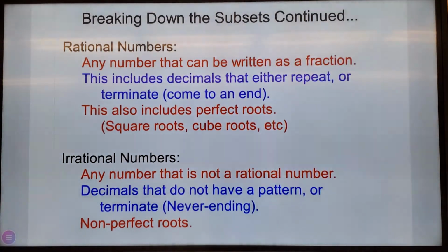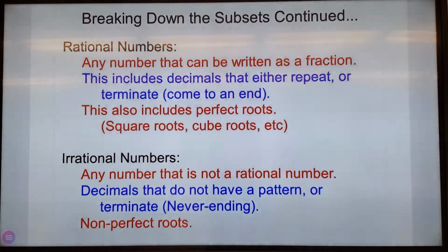1/3, 1/2, etc. Second thing there, this includes decimals that either repeat, so 0.3 repeating, 0.125 repeating, or the decimal itself terminates, in other words, it comes to an end, so 0.125, 0.3, 0.2. Understand that they have to either repeat or terminate, come to an end. That's because then those decimals can be created into fractions.